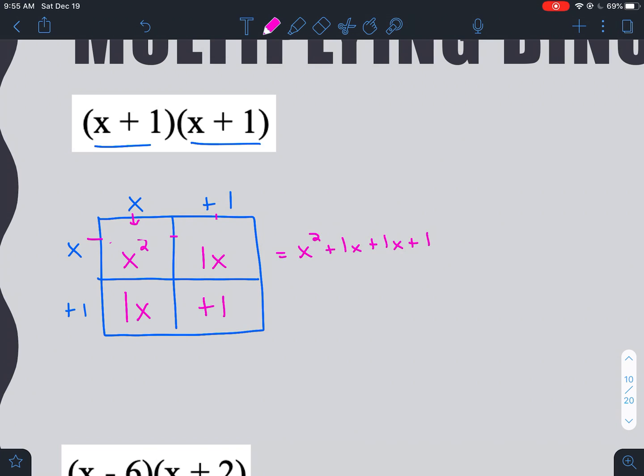So if I wrote this out, I would get x squared plus 1x plus 1x plus 1. If I combine like terms, I get x squared plus 2x plus 1. All right, that's option 1.